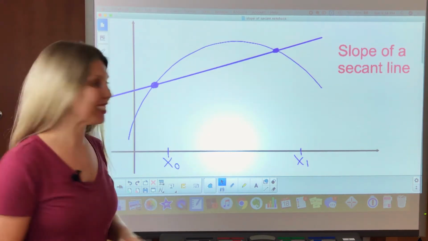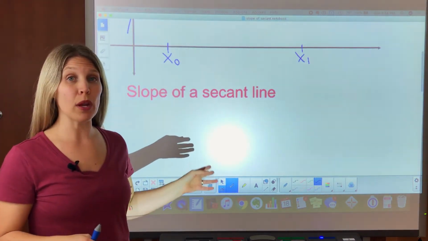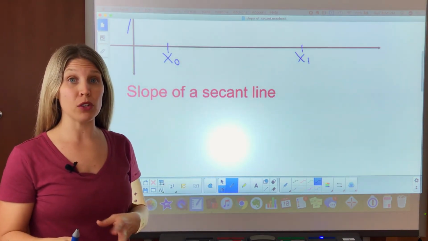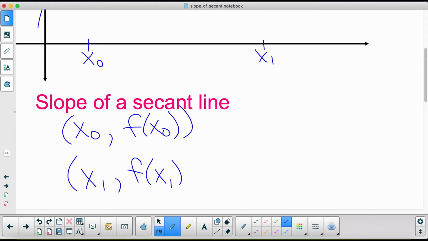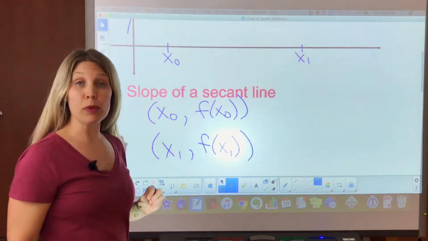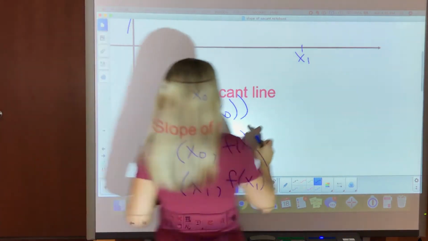answer. If we're finding the slope of the secant line using these points, I'm going to write out our x and y values that we're using. So x sub 0, comma, f of x sub 0, and then x sub 1, f of x sub 1. These would be our two xy values. Now I'm going to go ahead and find the slope.